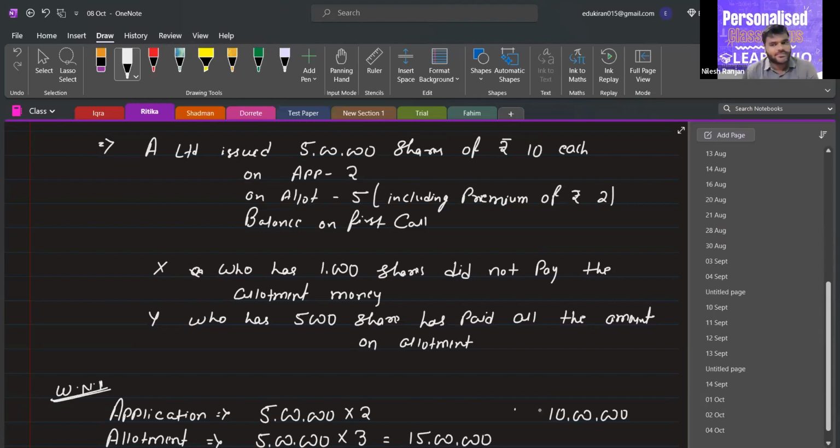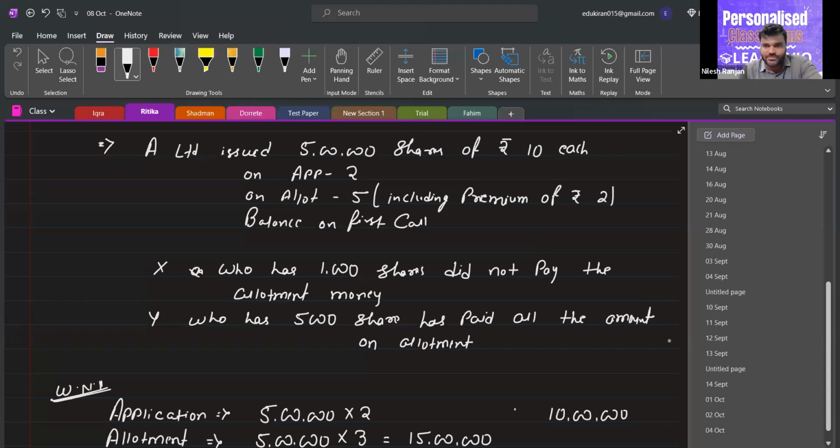So will it be 8 rupees? ₹8. Yes, sir. How? Because application money he would have already paid. So in the allotment, he will pay the allotment money and the first call money. Okay. So on allotment, he paid all the amount. Yes, sir. Application money is already paid before allotment, so only the first call amount.